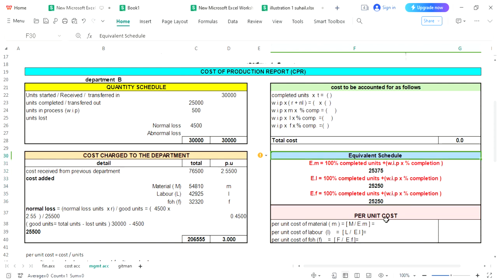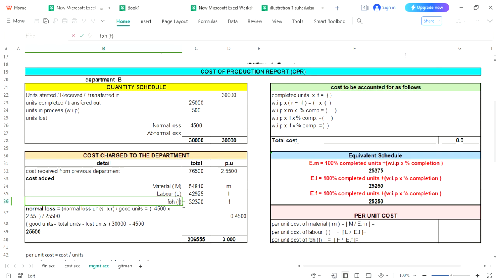It is now easy to calculate your per unit cost. For per unit cost, what do you need? Capital M. Capital M is total cost of material. Here you have mentioned it. Let me give a little time. We have written small f. It's not small f, it is capital F. Okay. Now come to here.